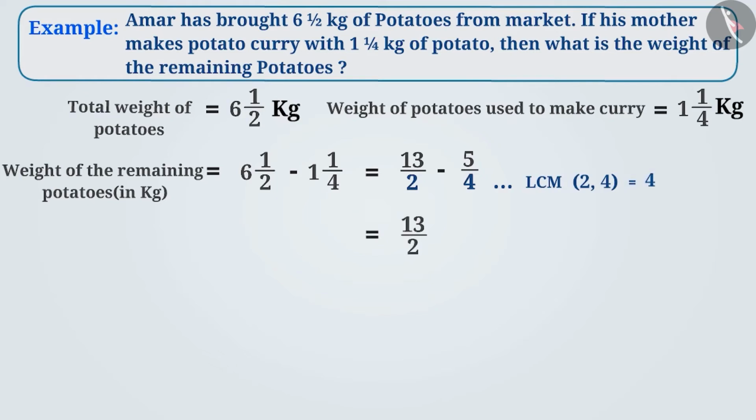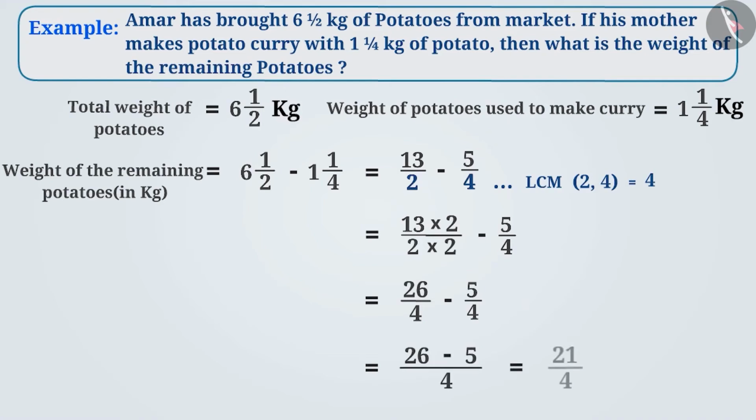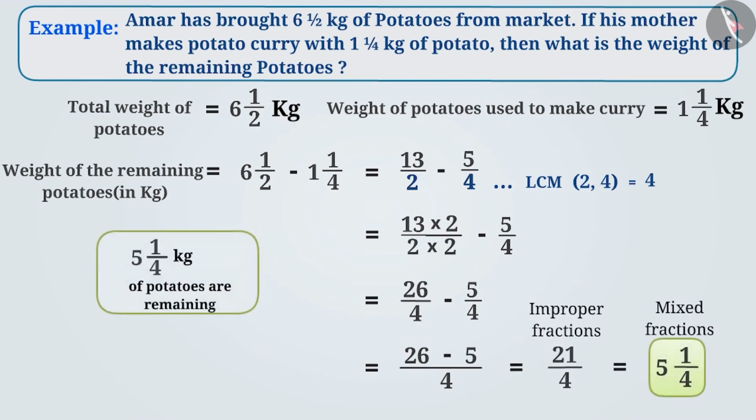To do so, we will multiply the numerator 13 and the denominator 2 of 13/2 by 2. And since the denominator of 5/4 is already 4, it remains as it is. After multiplication, we get the fraction 13/2 as 26/4. Now, we can subtract the numerator 5 from the numerator 26 and we keep the denominator as it is, giving a value of 21/4. The mixed fraction of this improper fraction is 5 1/4. Thus, we can say that the weight of potatoes remaining is 5¼ kg.